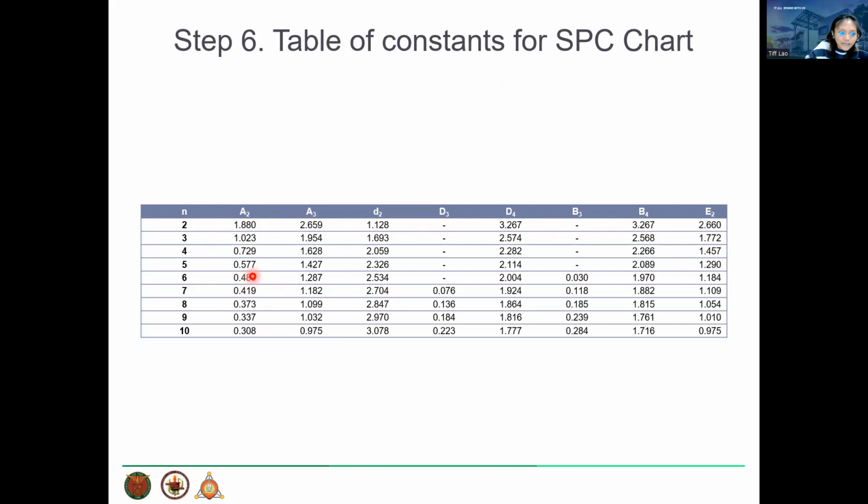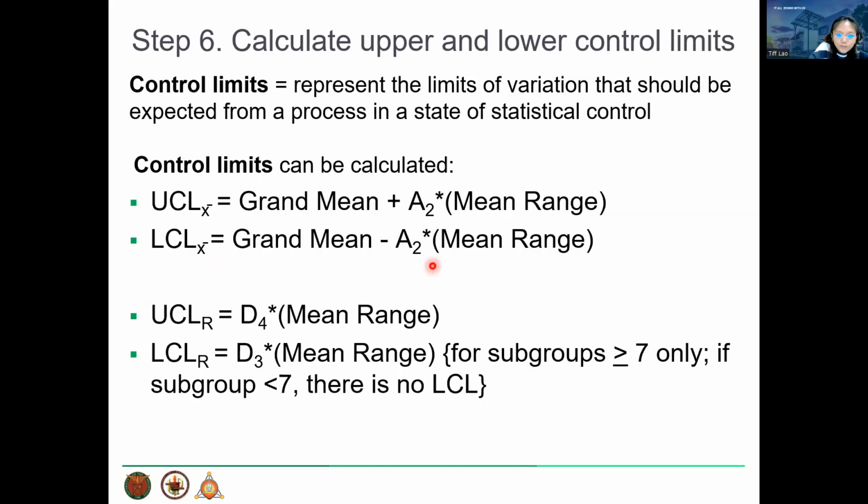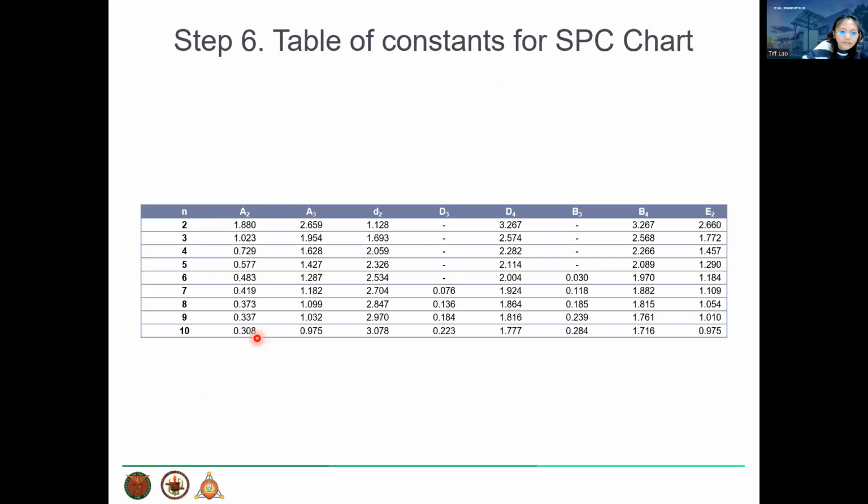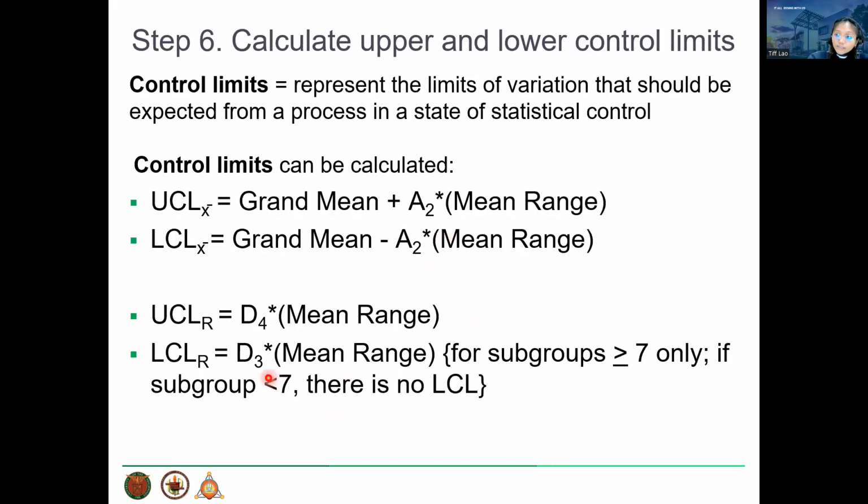Kaya yung A2 na gagamitin natin is, since we have 5 observations, 0.577. Ito yung ilalagay mo dito. Tapos dito naman, sa limit for the range chart, meron kang D4 at saka D3. Yung D4, ito yon. Yung D3 is yung constant na imumultiply mo to get the lower limit for the range chart.